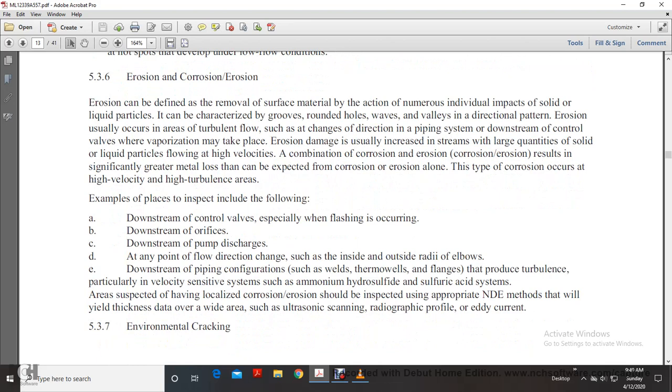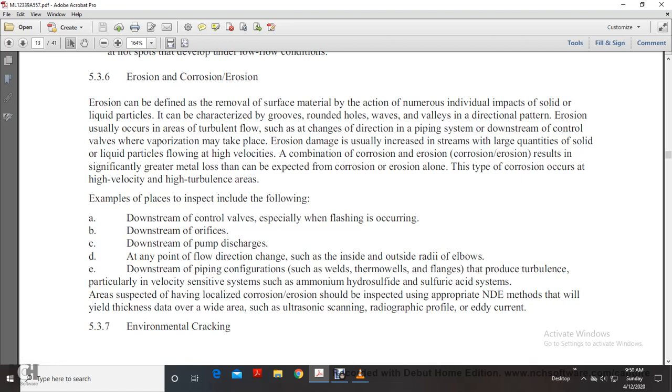Examples of places for inspection include downstream control valves, especially with flashing, as occurs with downstream orifices, downstream pump discharges, any point where the flow direction changes, such as the inside and outside radii of elbows, and downstream piping characteristics such as thermowells and flanges that produce turbulence, particularly in velocity sensitive systems such as ammonium hydrosulfide and sulfuric acid systems.